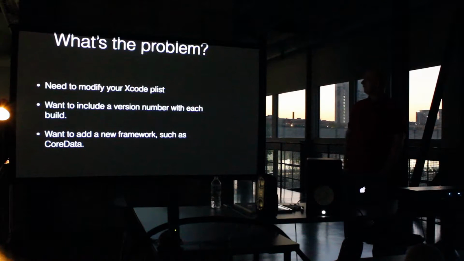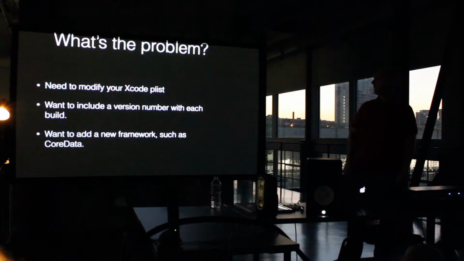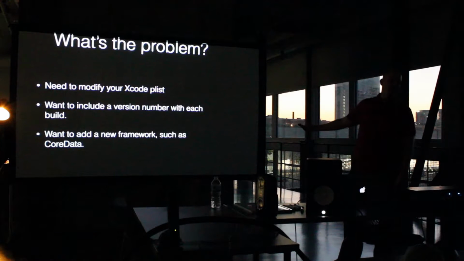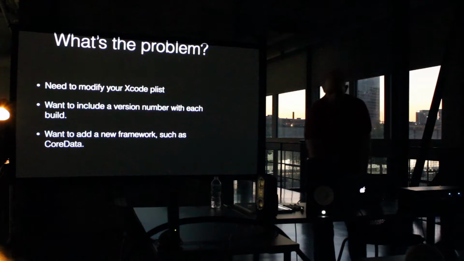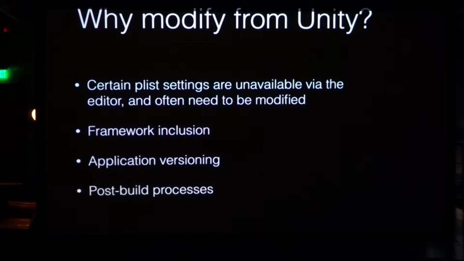Maybe we want to include a version number with every build that we make. Or maybe we want to add a new framework like core data. Maybe we want to enable bitcode. So why do this from Unity, right? There are certain settings for the plist that are just unavailable via the editor, and I'll go through this in just a second. Oftentimes you need to modify that to make your game work.